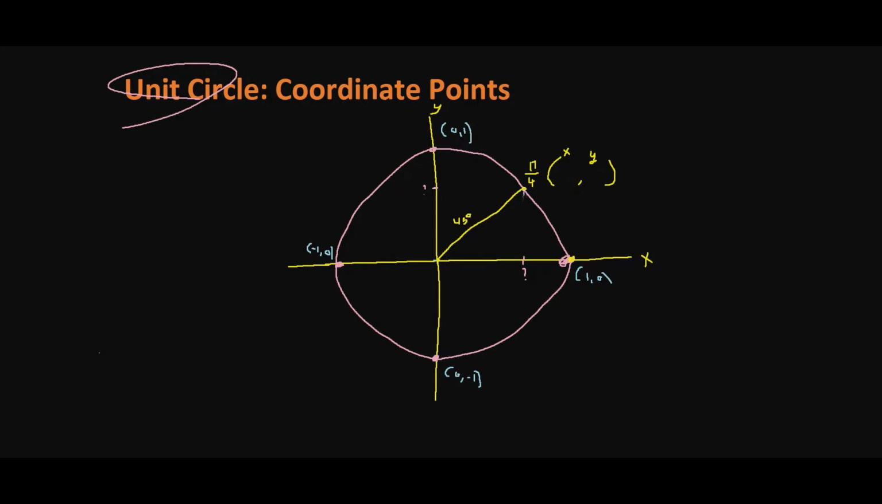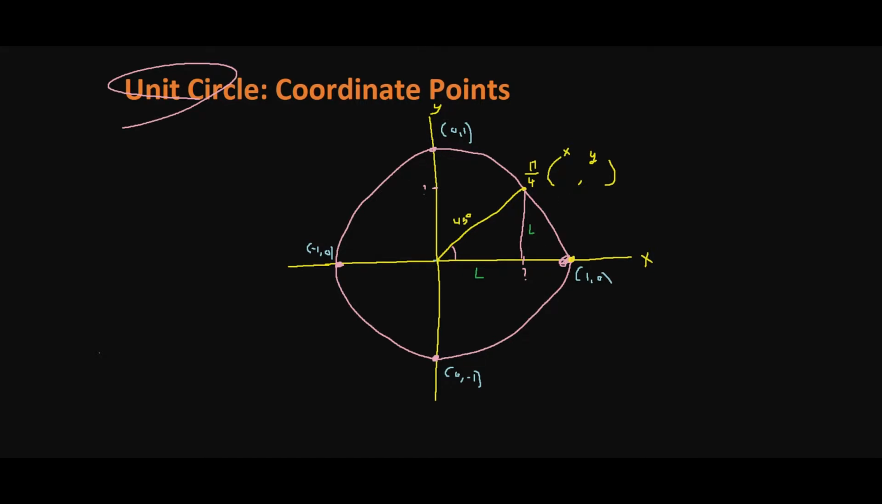Now what can we do? We can draw a triangle, right? And we can begin to use some right triangle geometry to get these coordinate points. We know this is 45 degrees. Do you remember what I said about what is special about a 45 degree right triangle? That these two lengths are the exact same thing. So we're going to use that to try to figure this out.